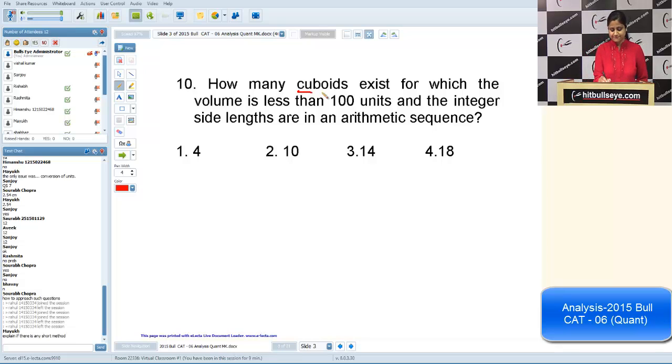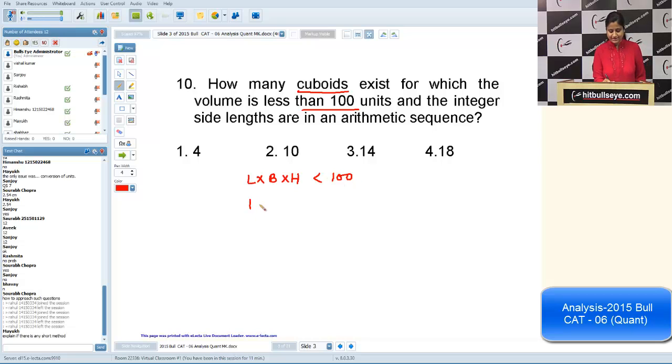How many cuboids? All the cubes are also cuboids, as all the squares are rectangles as well. How many cuboids exist for which the volume is less than 100 units? What is the volume of the cuboid? That is LBH. And the integer side lengths are in arithmetic sequence. We need L, B, H in an arithmetic sequence. And the volume should be less than 100 units. So its multiplication should be less than 100.